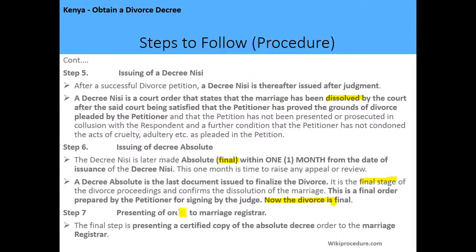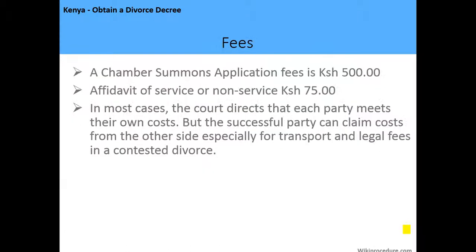The last step is presenting the order to the marriage registrar. So the last step is you have to present the decree absolute to the registrar of marriages. The final step is presenting a certified copy of the decree absolute order to the marriage registrar, so that your marriage can be struck off the records, and the decree put in the records, so that it may be recorded that you two have separated.